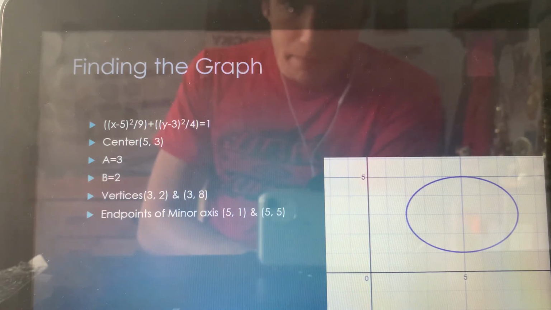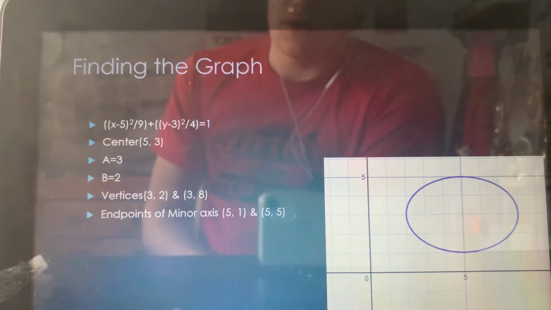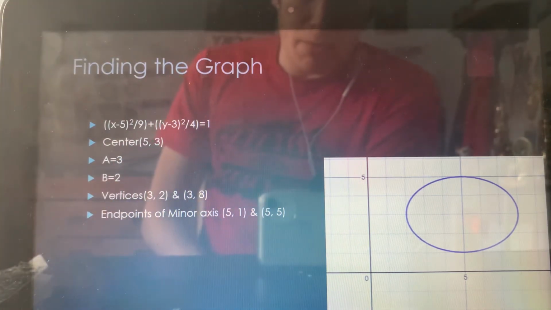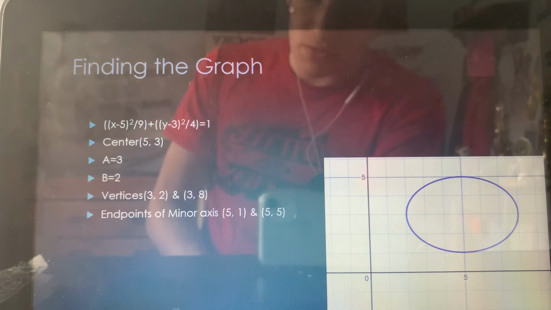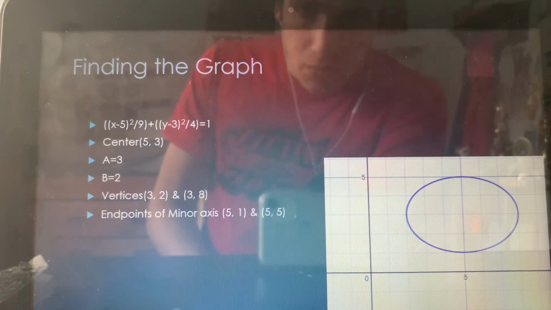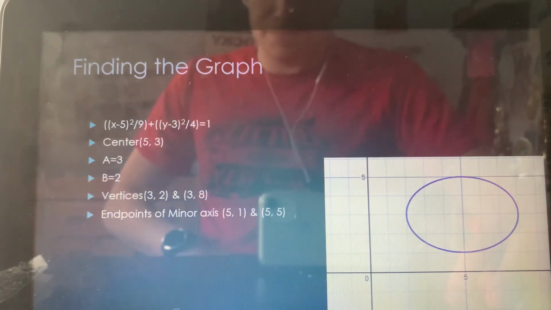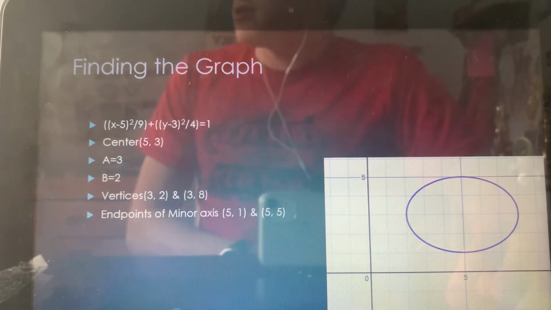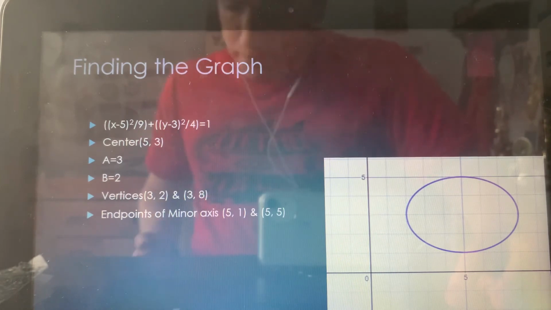So that's 2, 3, and 8, 3. So we plot points there. And we see from the center, b squared is 4, so we'll take the square root of both sides. We get that b is equivalent to 2. So we go up and down 2, and we get 5, 5, and 5, 1. So we draw an ellipse there, you get your graph. You try to connect them. Try to make it look similar to an actual ellipse, like don't make it like lines, okay?